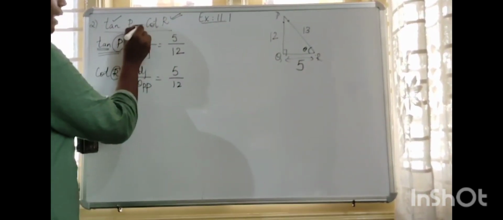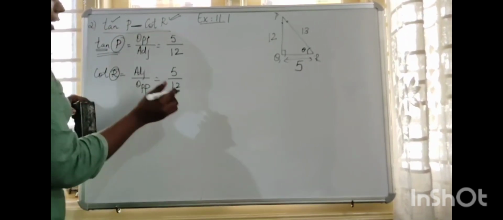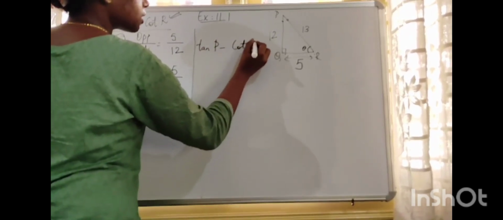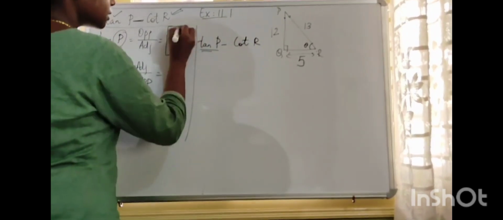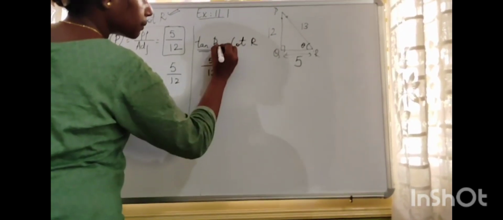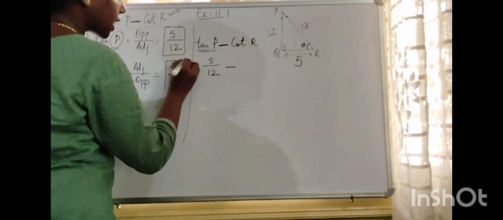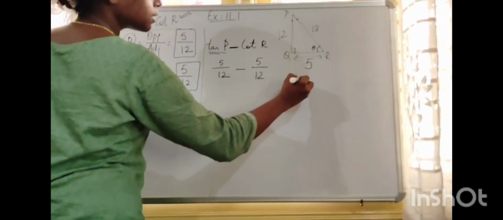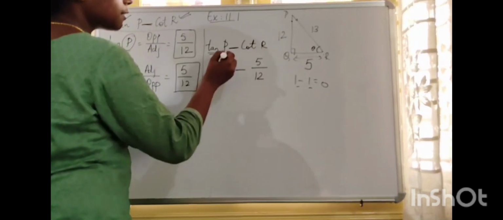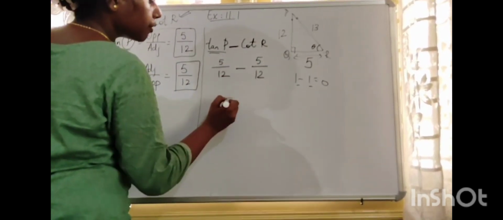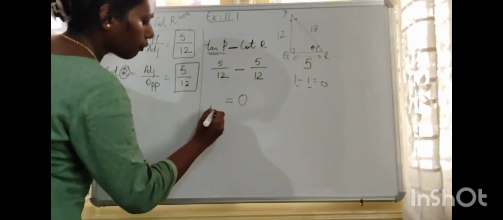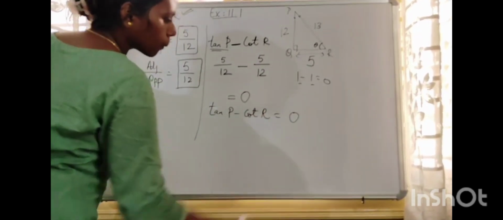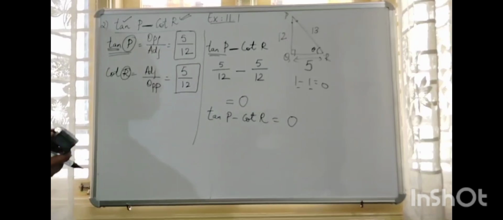Now they have asked us to determine tan P minus cot R. Value of tan P is 5 by 12 minus cot R. Cot R value is 5 by 12. So both are same. Just like 1 minus 1 is 0 when both are same, similarly 5 by 12 minus 5 by 12 will also be 0. So our value of tan P minus cot R is 0. So this finishes our second sum of exercise 11.1.